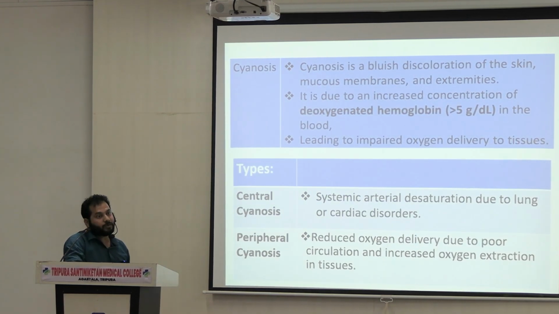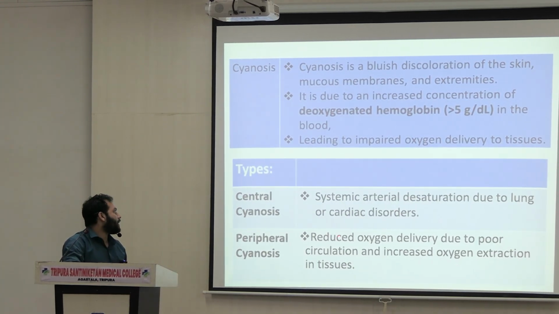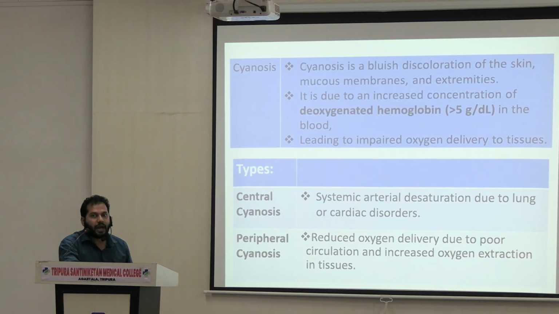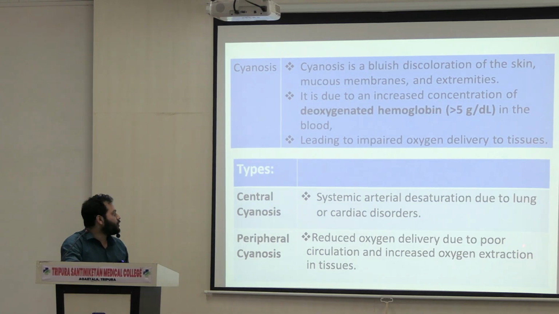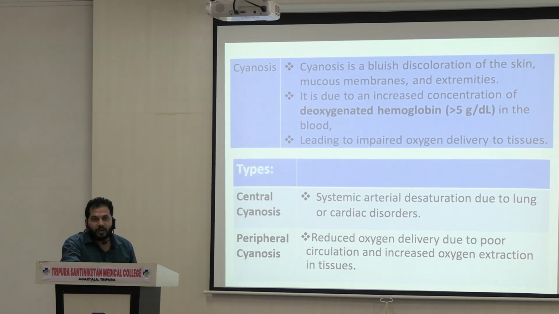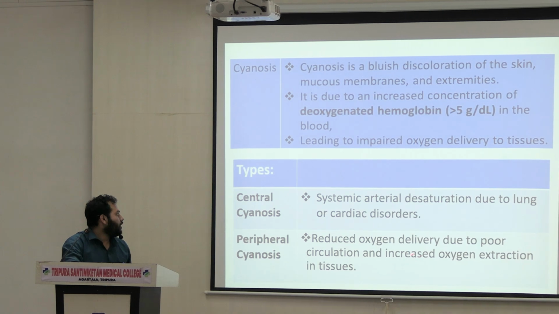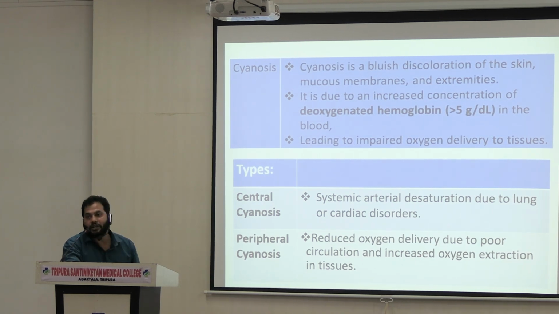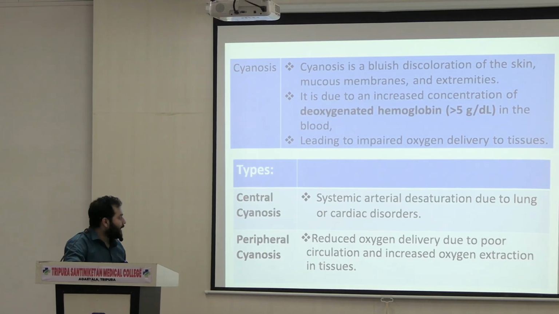So how can we differentiate from peripheral? In case of peripheral cyanosis, there is a reduced oxygen delivery, right? It is due to poor circulation. Not only this, it also increases the oxygen extraction in tissue. So these are the two important features based on which we can differentiate peripheral cyanosis from central.